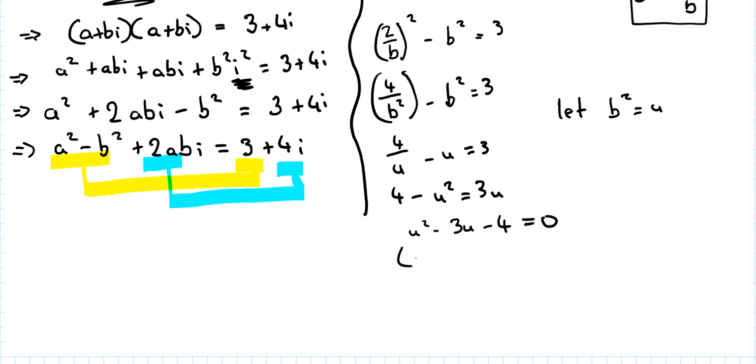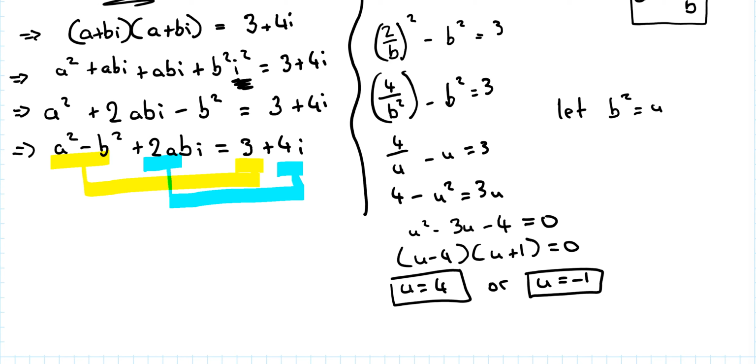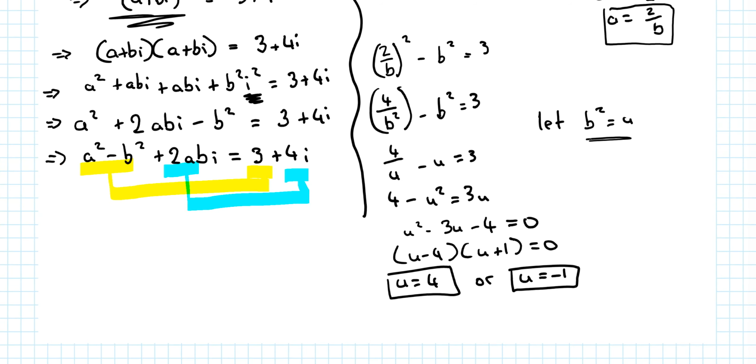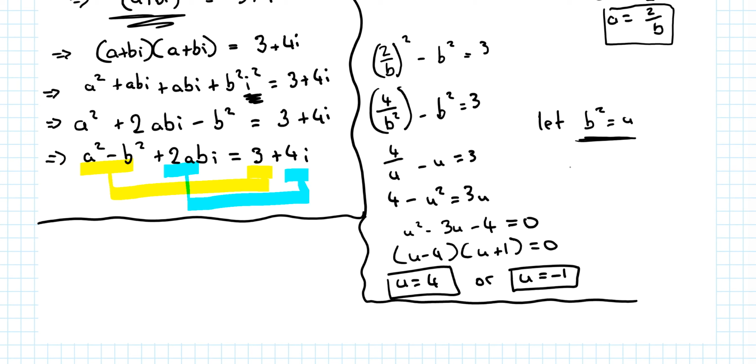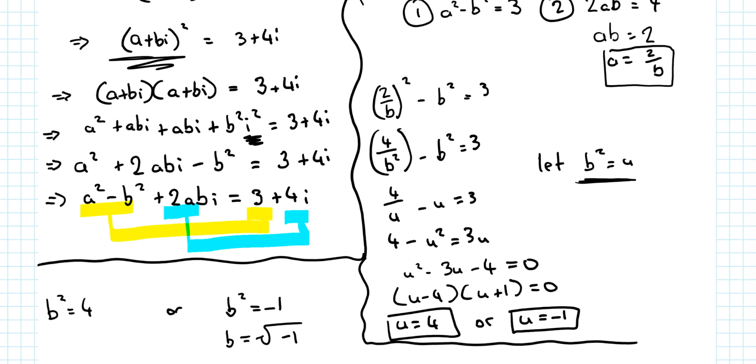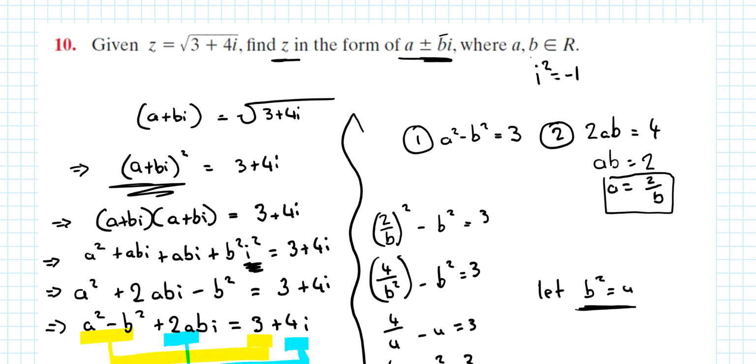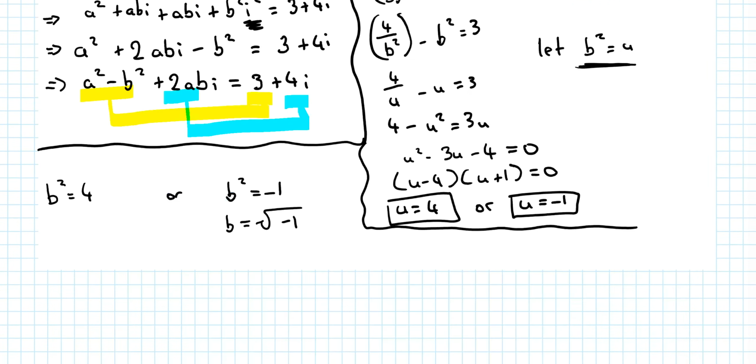Okay, factorize the quadratic. u minus 1, u plus 4 is equal to 0. So u is equal to 1 or u is equal to minus 4. We're not trying to solve this for u. I've used u to find b squared. So b squared is either equal to 4 or b squared is equal to minus 1. b is equal to the square root of minus 1. Well, what do I know about b? b must be a real number.